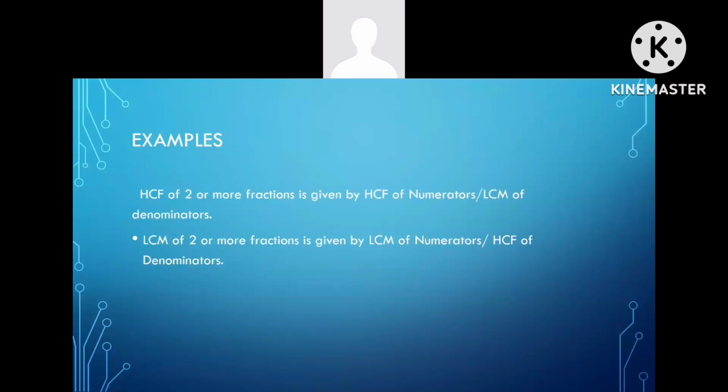HCF of two or more fractions is given by HCF of numerators by LCM of denominators. LCM of two or more fractions is given by LCM of numerators by HCF of denominators.